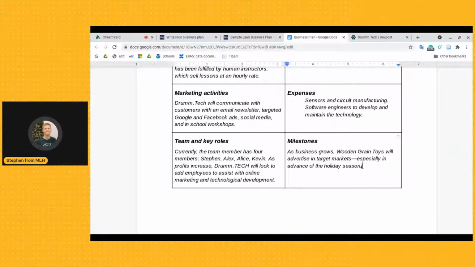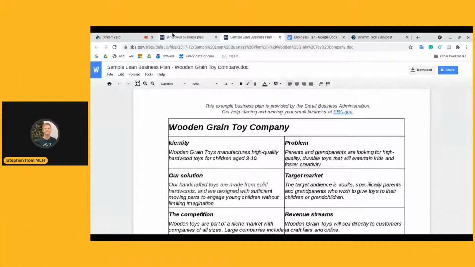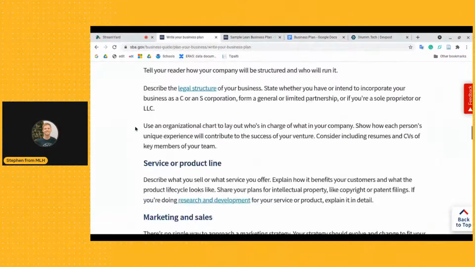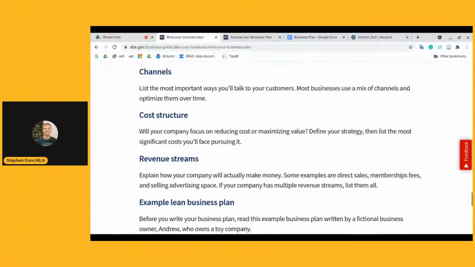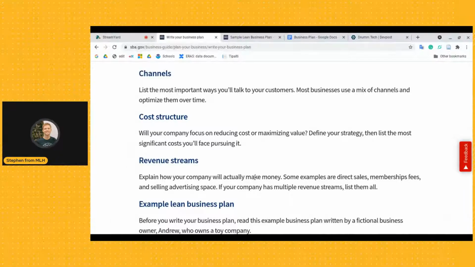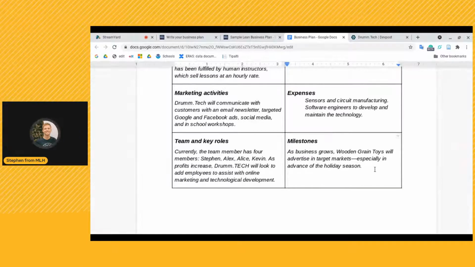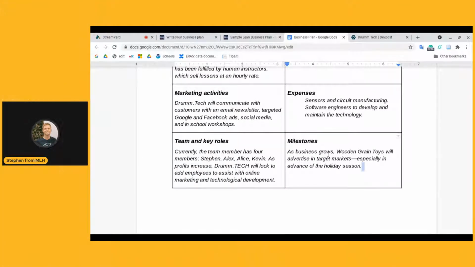And then milestones, this is kind of an interesting section. I'm not actually sure if there's a milestone section in the official template. That might just be something extra that they're adding. But it could definitely refer to revenue streams. So, how are we actually going to know whether we're being successful? As the business grows, we know we're going to be successful if we're able to advertise and target markets.